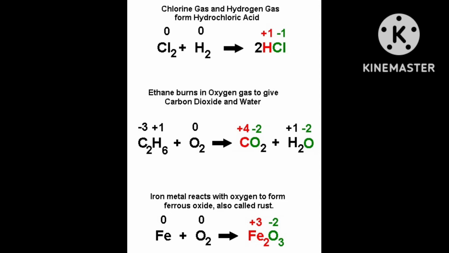Here you write the balanced equation, 2NaH gives 2Na plus H2. Now you already know sodium has +1. Sodium belongs to the first group.